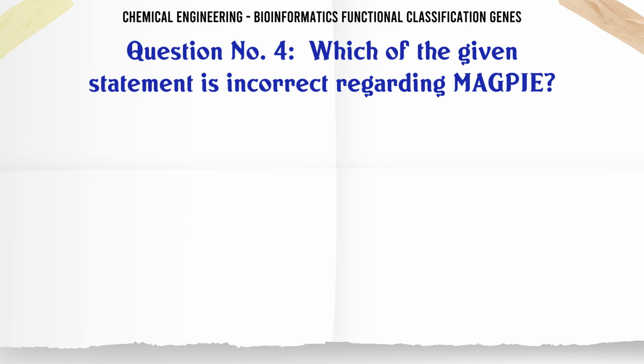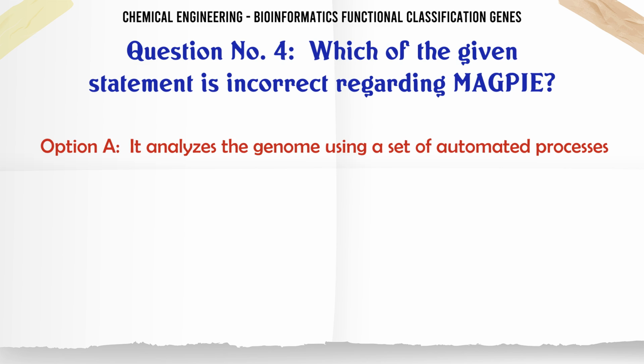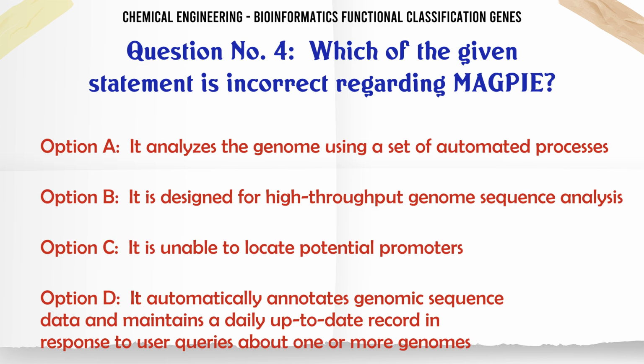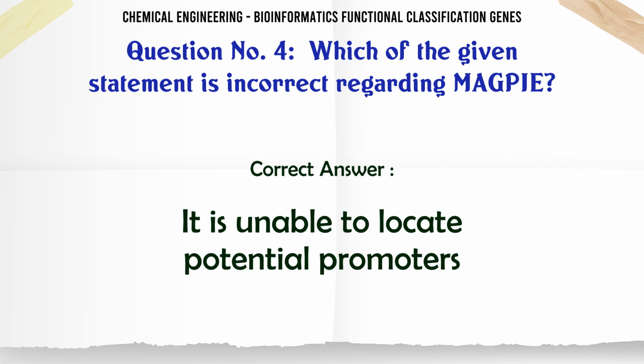Which of the given statements is incorrect regarding MAGPIE? A. It analyzes the genome using a set of automated processes. B. It is designed for high-throughput genome sequence analysis. C. It is unable to locate potential promoters. D. It automatically annotates genomic sequence data and maintains a daily up-to-date record in response to user queries about one or more genomes. The correct answer is: it is unable to locate potential promoters.